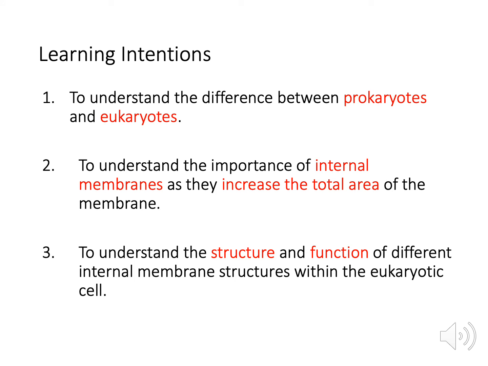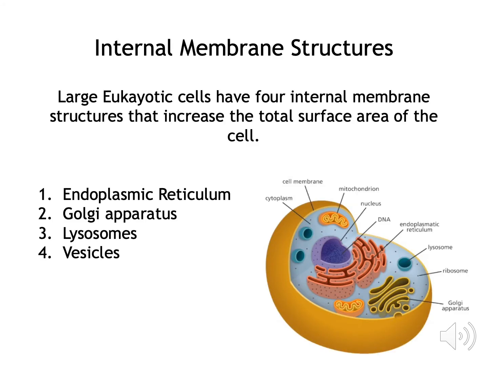Okay, so the final learning intention is to understand the structure and function of different internal membrane structures within the eukaryotic cell. Large eukaryotic cells have 4 internal membrane structures that increase the total surface area of the cell. The first is known as the Endoplasmic Reticulum, or ER for short, then the Golgi Apparatus, then the lysosomes, and finally the vesicles.